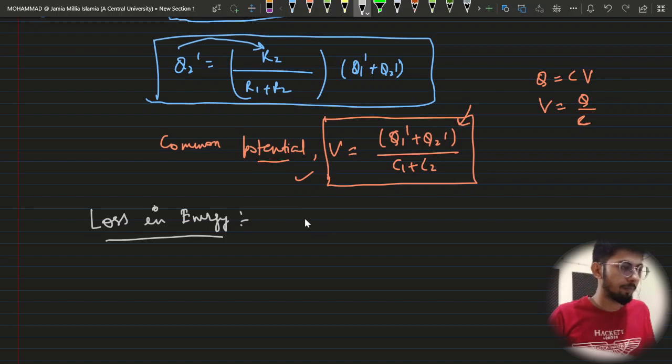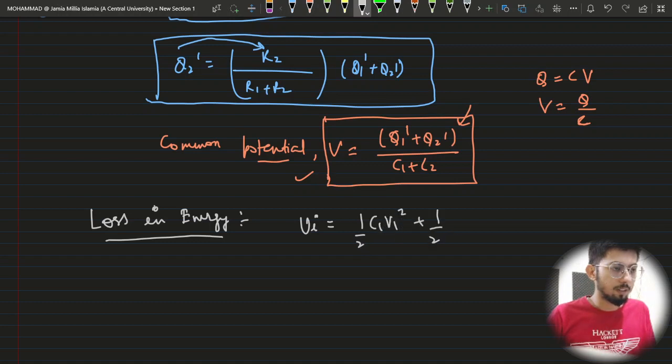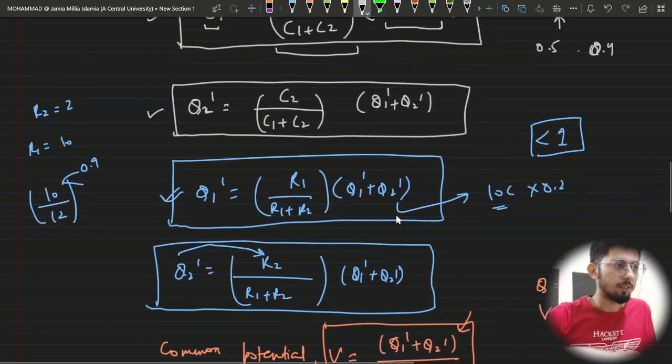So initial energy, let's say, is U1 before connection, which will be the sum of the individual energies of each one of them. So half C1 V1 square plus half C2 V2 square. Now after connection, the final energy is half. Potential is same for both, so V square, isn't it? But inside the bracket, C will be how much? C1 plus C2. Is it going to be dash? Dash is not there.